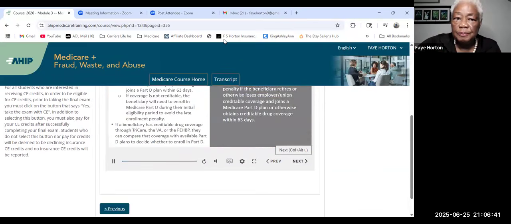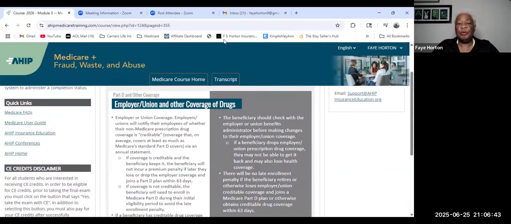Part D and other coverage. Employer, union and other coverage of drugs. Employer or union coverage. Employers and unions will notify their employees of whether their non-Medicare prescription drug coverage is credible. Coverage that on average covers at least as much as Medicare Standard Part D covers is a credible plan. And they will get an annual statement if the plan is credible.